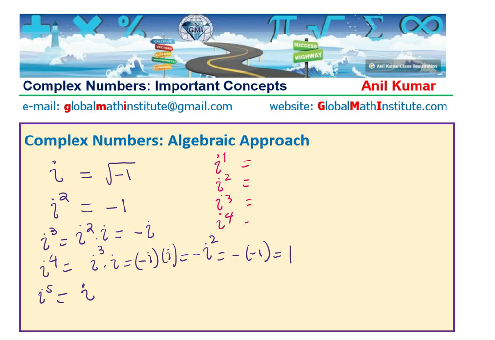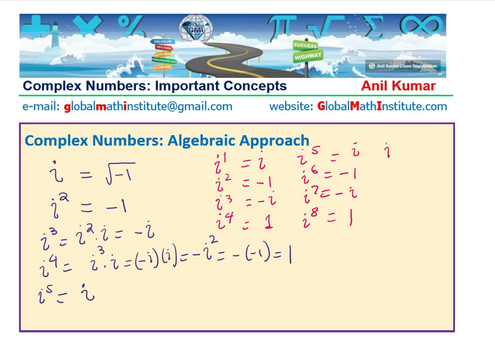So the values are i to the power of 1 is i, i square is minus 1, i cube is minus i, and then i to the power of 4 is 1. Correct? i to the power of 5 will again be i, and i to the power of 6 will be minus 1. i to the power of 7 will be minus i, i to the power of 8 will be 1.